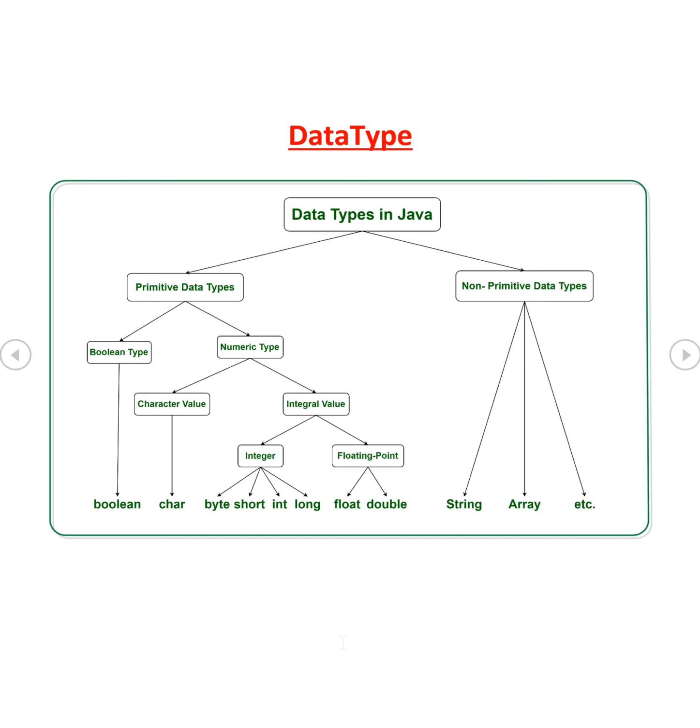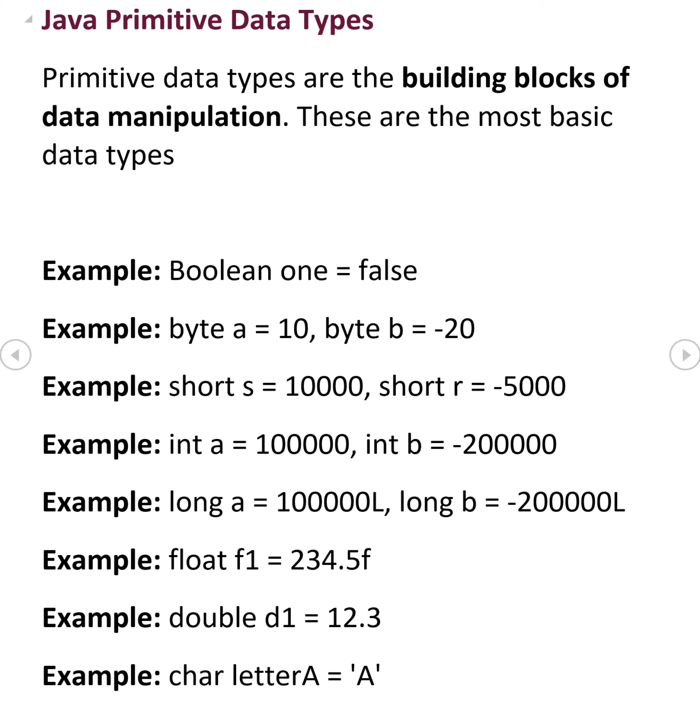Next, understand data types. What is a data type? There are two types of data types: primitive data types and non-primitive data types. Primitive data types have boolean type data and numeric type data. Numeric type data has character values or integral values. Integral values mean integer and floating point. But non-primitive data types have string, array, and other types of data we can define, like user-defined data types.